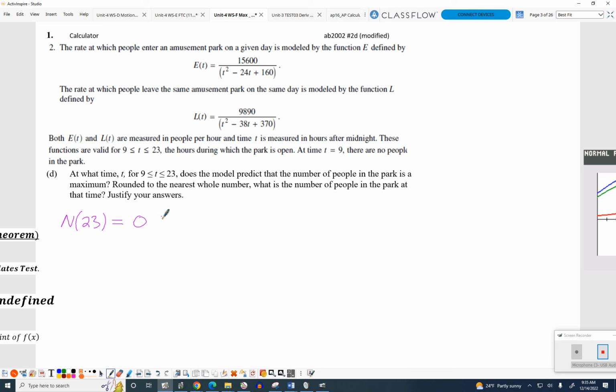Zero plus the integral from 9 to 23 of n prime of t dt. Does anyone have that number for me? Let's go, Hunter. 1.014. That's exciting. Can anyone confirm? 2 points, 3 for Hunter.